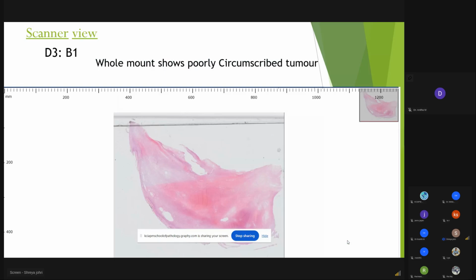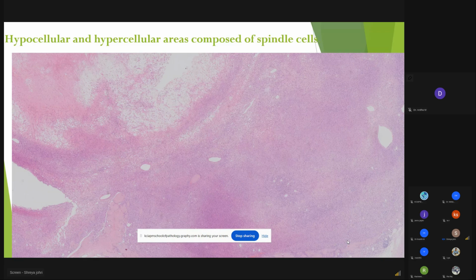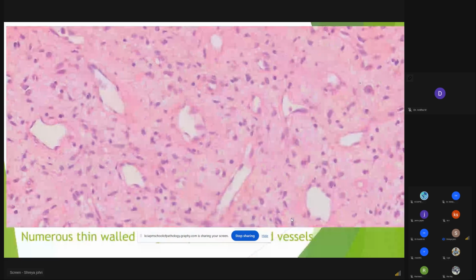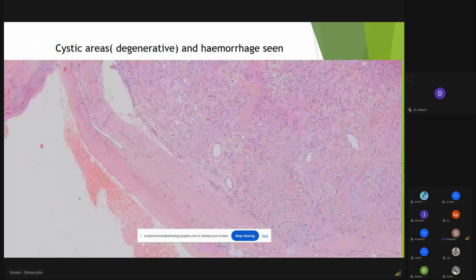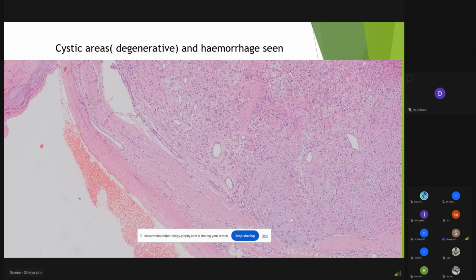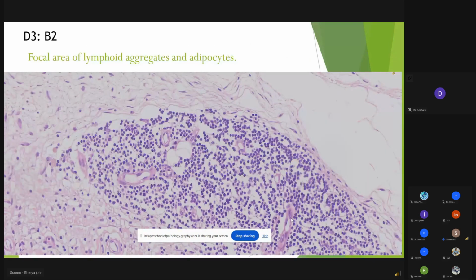The tumor is composed of spindle tumor cells arranged in hypo- and hypercellular areas in a biphasic pattern. In high power magnification, we can see numerous thin-walled blood vessels which are staghorn in shape. We can also see hyalinized thickened blood vessels, bundles of skeletal muscle, and entrapped adipocytes. Cystic areas, degeneration, and hemorrhage are seen. Focal areas of lymphoid aggregates and adipocytes are seen.